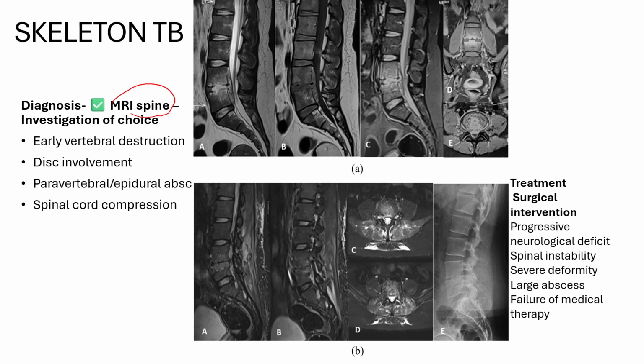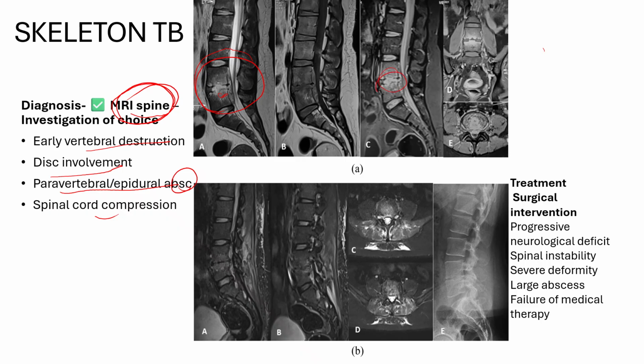In skeletal TB, MRI is the investigation of choice, which shows vertebral destruction, disc involvement, paravertebral abscess, and spinal cord compression. If you look at the MRI, there is vertebral destruction. There is abscess formation in these structures.